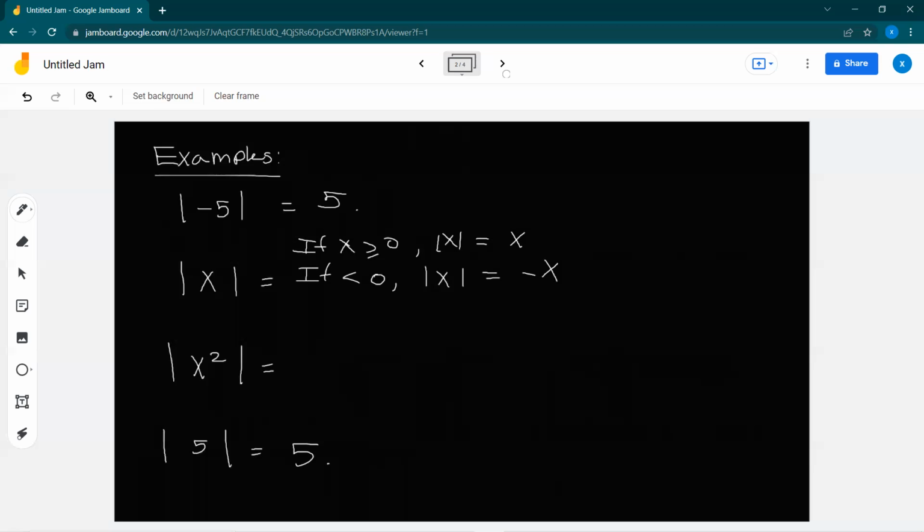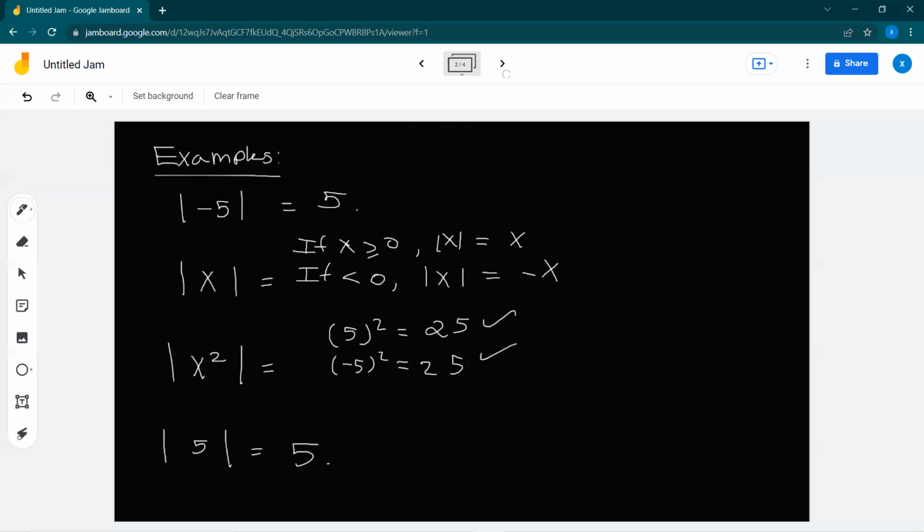Now, let's take a look at this example here, the absolute value of x squared, which is a bit simpler in a way, because we have to remember some things about what happens when you square a number. So what is the absolute value of x squared? Well, again, it's just the number's distance from 0, but more importantly, what happens when we square a positive or a negative number? So 5 squared is 25, and negative 5 squared is also 25.